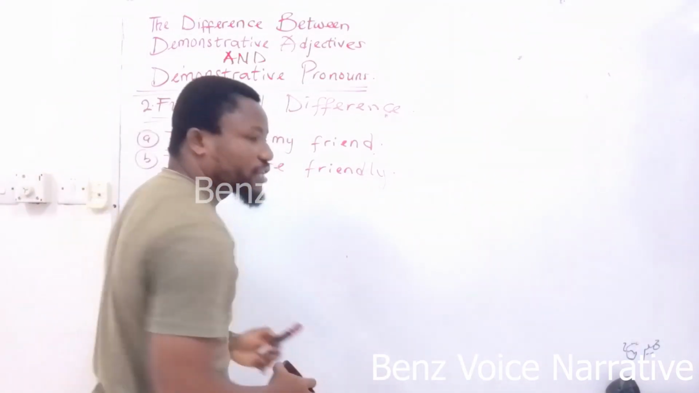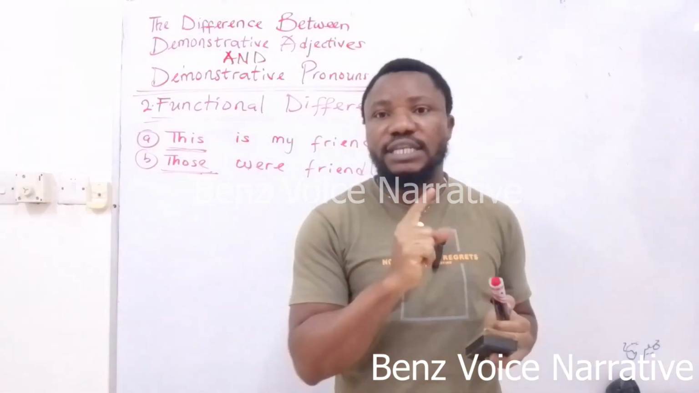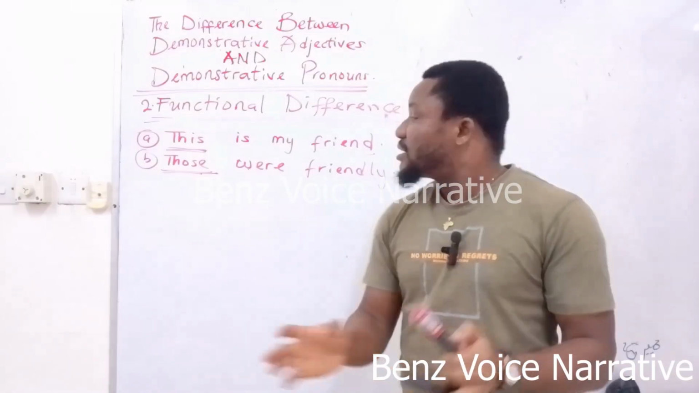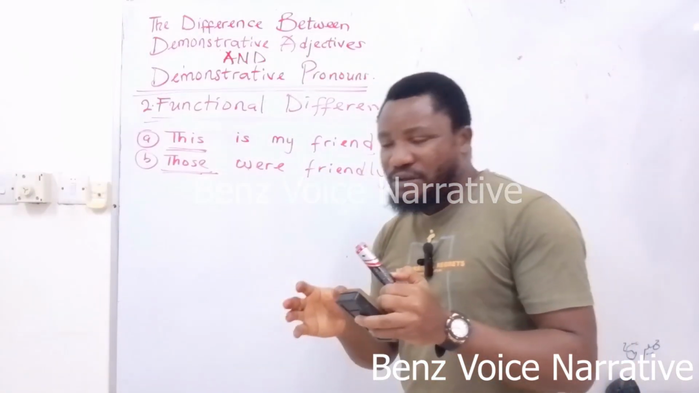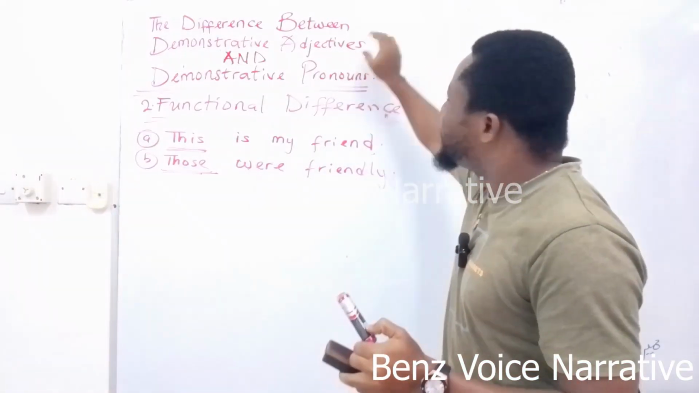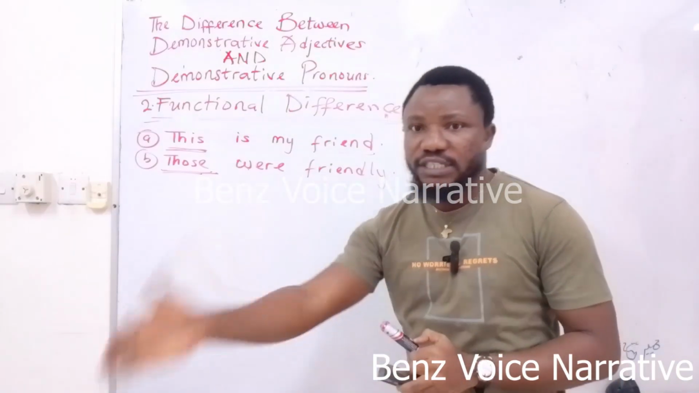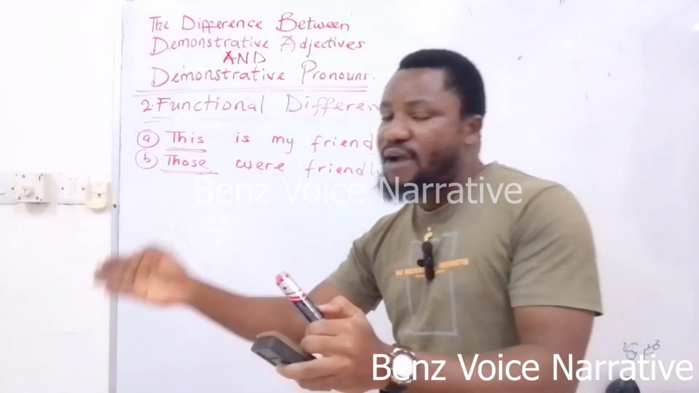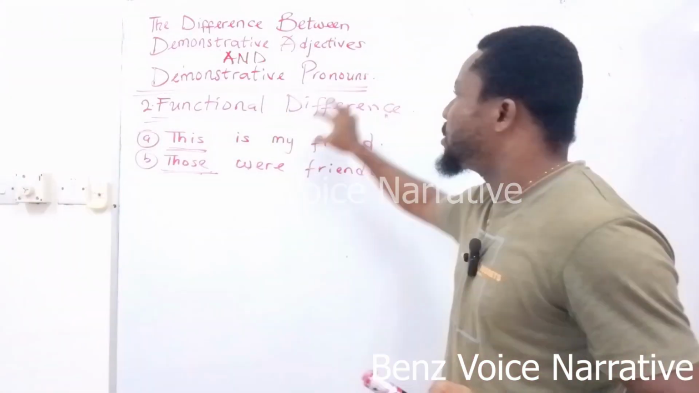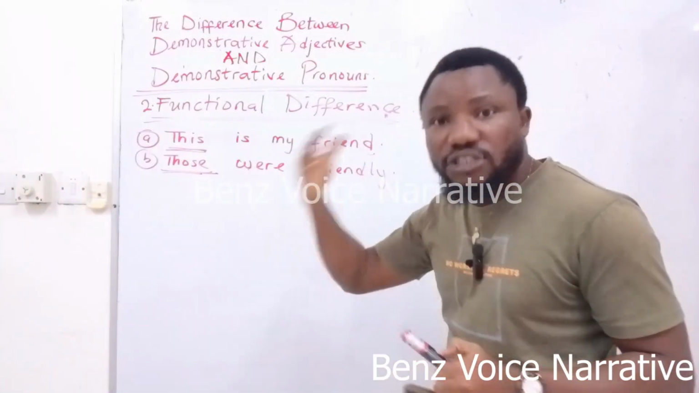So that's the first function of a demonstrative pronoun. It functions as the subject of a sentence. A demonstrative adjective cannot function alone as the subject of a sentence, for it can only modify the subject of a sentence. Again, demonstrative adjectives cannot stand alone as the subject of a sentence. Rather, it will only describe the subject of a sentence. Do we understand that? So that is the difference between demonstrative adjective and demonstrative pronoun in terms of functioning as the subject of a sentence.